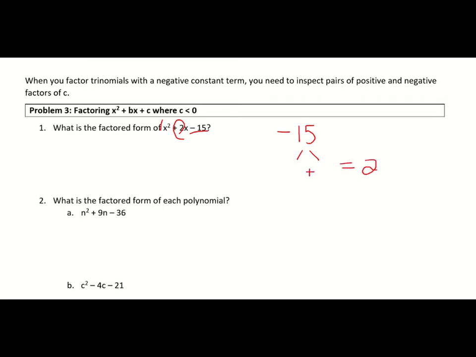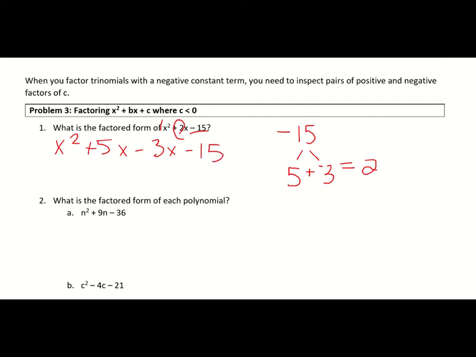So for two numbers to multiply to a negative but add to a positive, they're going to need to be different signs. In this case, +5 and -3. 5 times -3 is -15, and 5 minus 3 is 2. So I'm going to rewrite this as x squared plus 5x minus 3x minus 15.